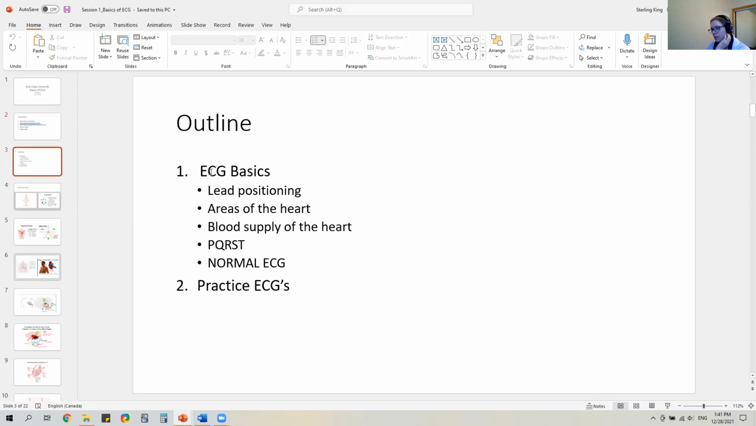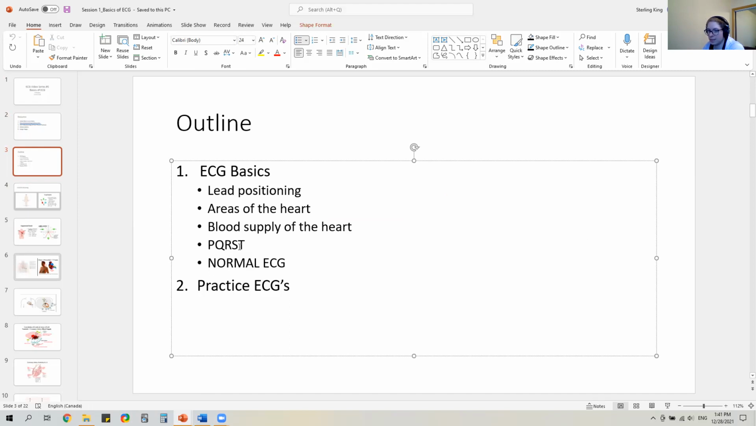So the outline for this first session is talking about ECG basics: lead positioning, the areas of the heart that each covers, the blood supply of the heart, which is especially important for MIs, myocardial infarctions, what PQRST stands for, and what a normal ECG even looks like. And then there are some practice ECGs.